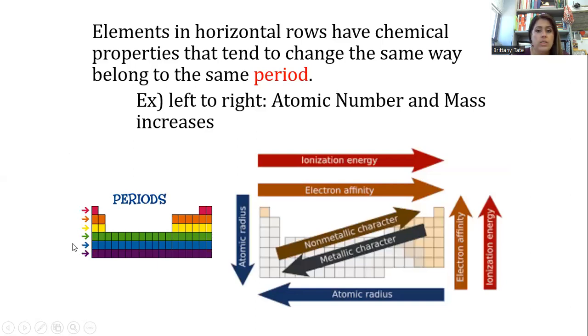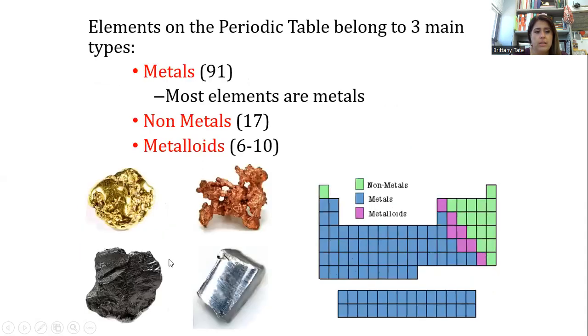Now, the horizontal ones are what we call periods. And in these horizontal rows, the chemical properties tend to change the same way. So from left to right, the atomic mass and number increases. So as you go across, atomic number increases. These are periods. Now, most materials or elements in the periodic table are metals.